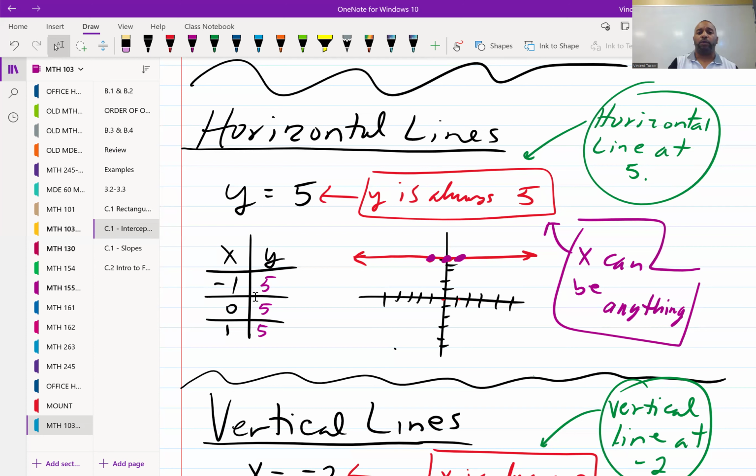And so if you were to graph those 3 points, you go to the left 1 up 5, 0 up 5, and then to the right 1 up 5. And notice that gives you a horizontal line at 5.